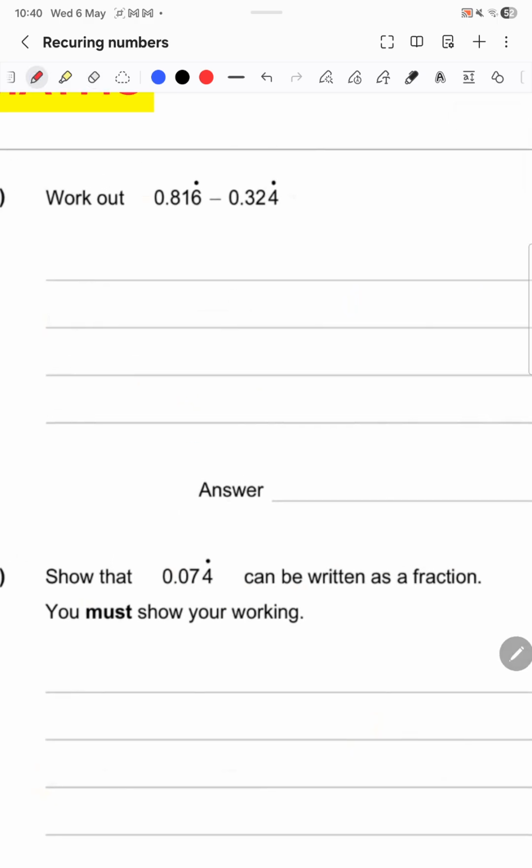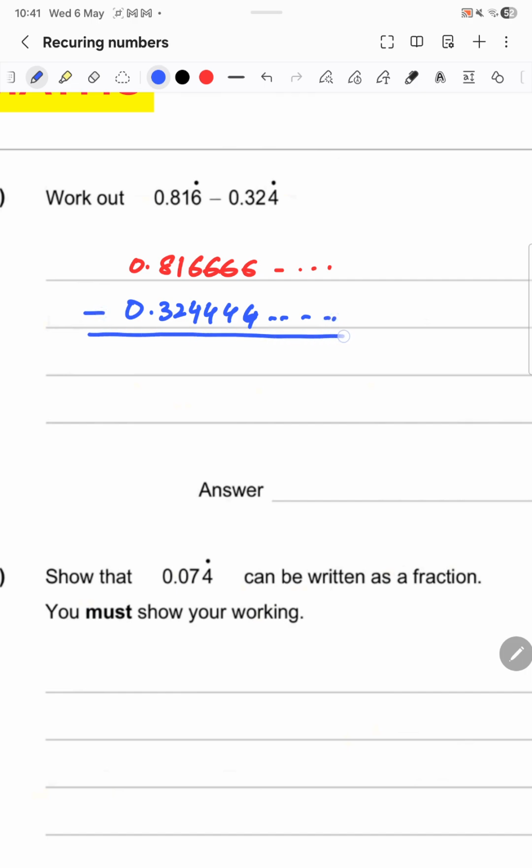The first number is 0.816 repeating infinitely many times, right? The second number is 0.324 repeating infinitely many times, and we have to take away the numbers. So we know that the 6 is repeating infinitely many times and the 4 is repeating infinitely many times. If you take away the 6 from 4, you're left with 2, 2, 2 and so on.